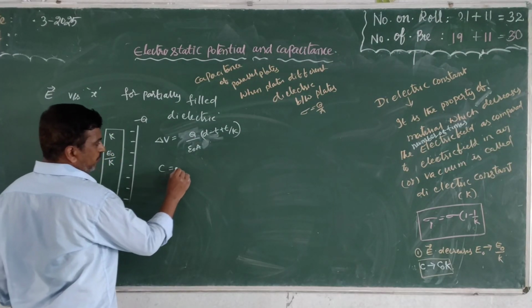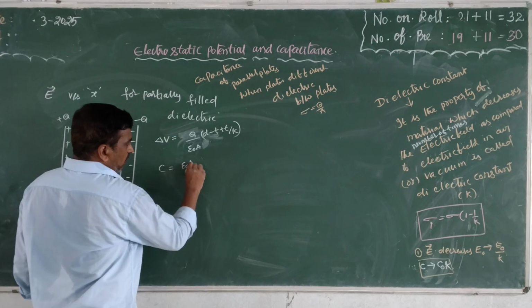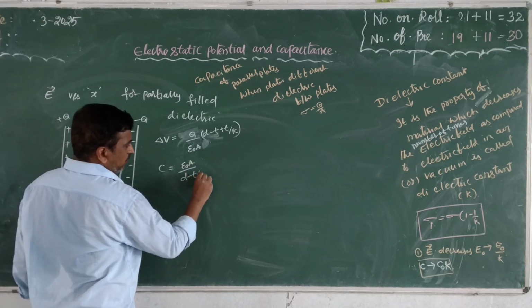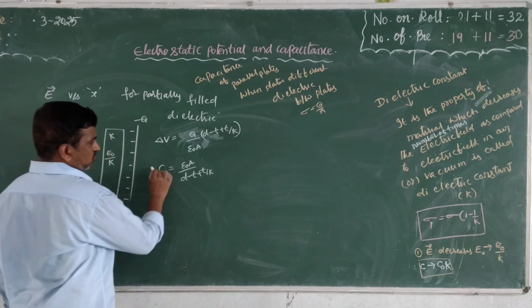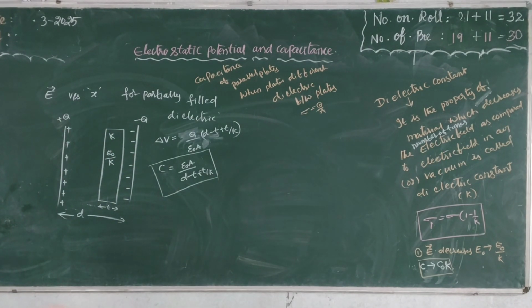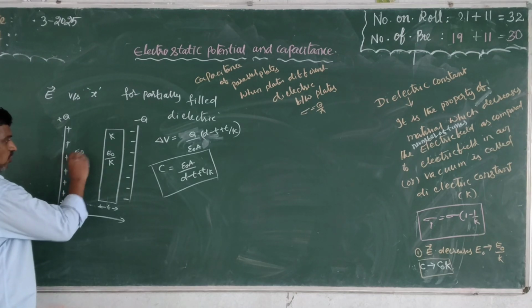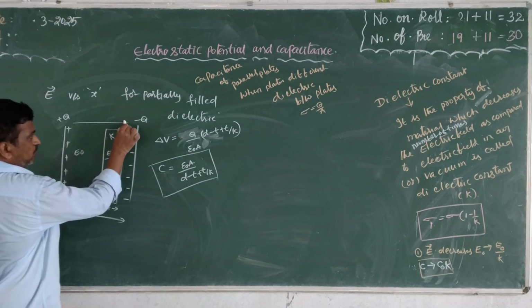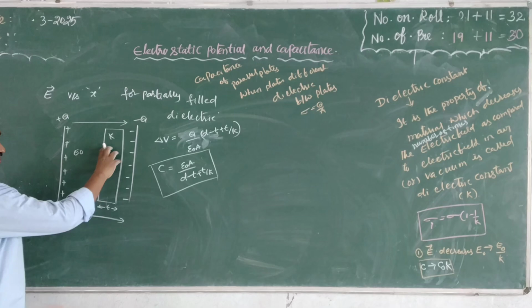Capacitance equal to epsilon naught A by D minus T plus T by K. This is the capacitance of the partially filled dielectric between the plates. Here the electric field is E naught, the maximum. The electric field is from positive to negative. Here in the dielectric the electric field is E naught by K.